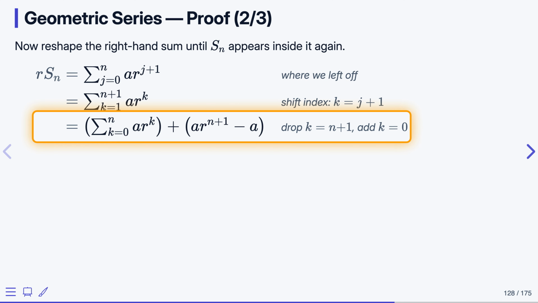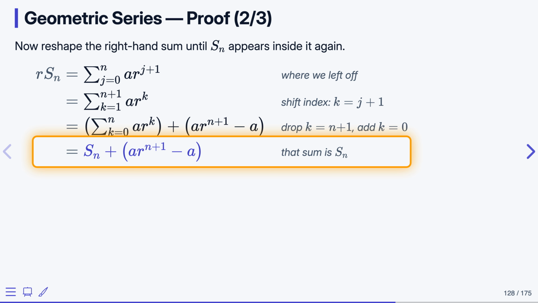Step 2. We want the range to match the original sum, which ran from 0 to n, so remove the top term at k equals n plus 1, which is a times r to the n plus 1, and add in the missing bottom term at k equals 0, which is a. Step 3. Look at that first sum. It runs from 0 to n of a times r to the k, and that is exactly S sub n, so r times S sub n equals S sub n, plus a r to the n plus 1, minus a. Now we can solve for S sub n.